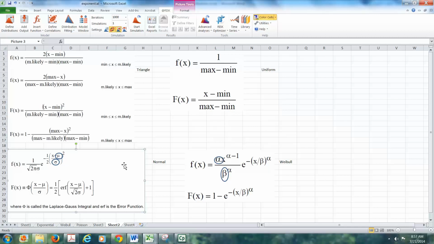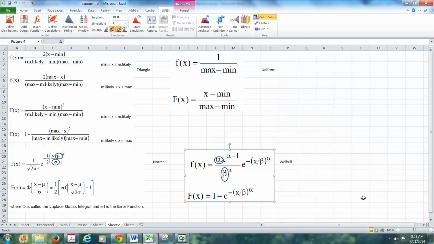On the lower left, the one we're looking at now, is the function for the normal distribution. Notice that in addition to the variable values, the x values here, and this defined constant e, there are two unspecified parameters, mu and sigma, the mean and standard deviation respectively. To use this distribution, you must have enough data to specify the value of these two parameters. To the right is the formula for the Weibull function. It too has two parameters.